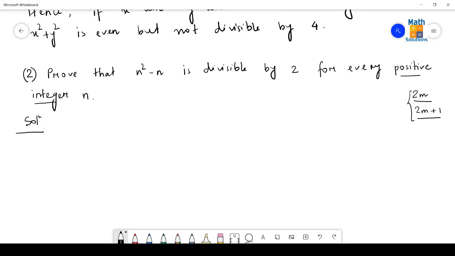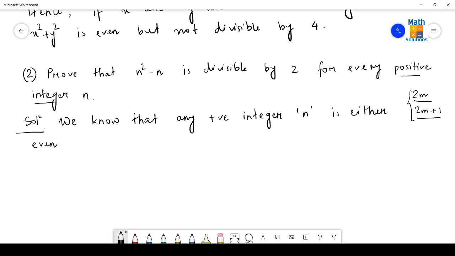So in the solution part, what are we going to write? First of all, we shall start our solution in this way. We know that any positive integer, small n, say we are considering any integer n, is either even or odd. So why are we writing this?